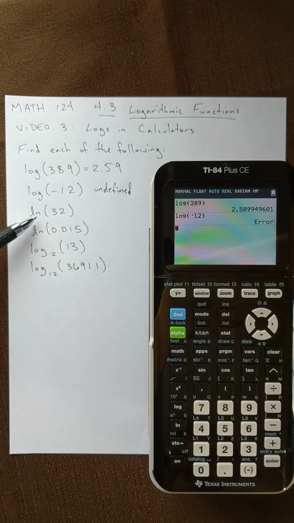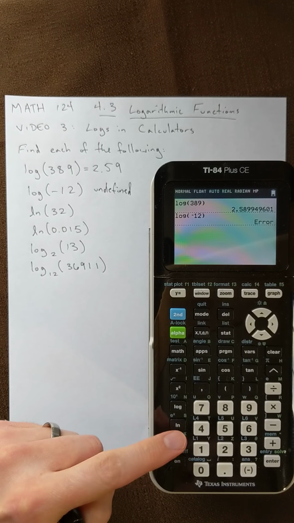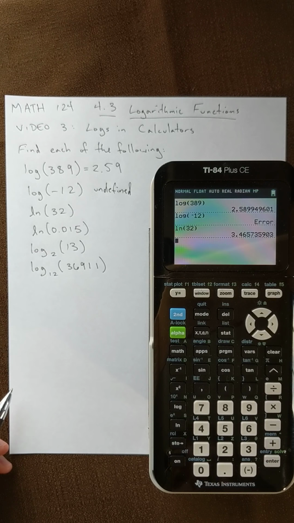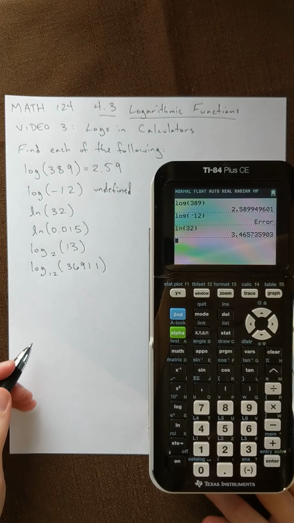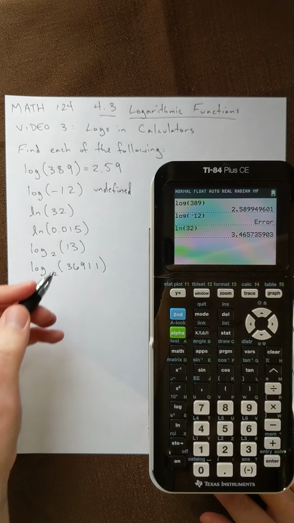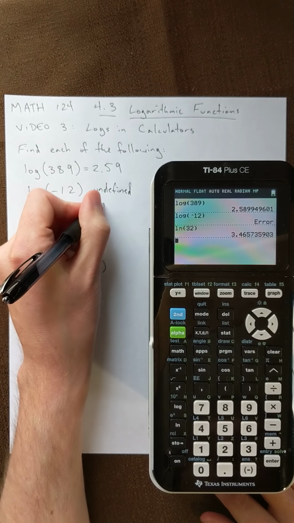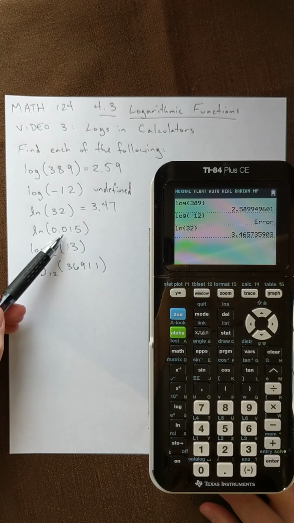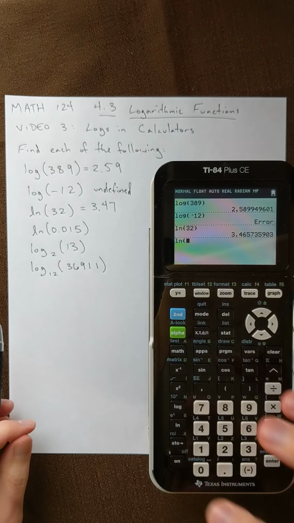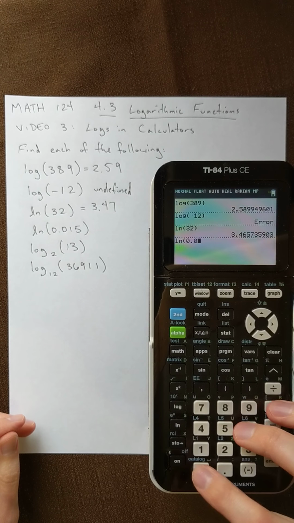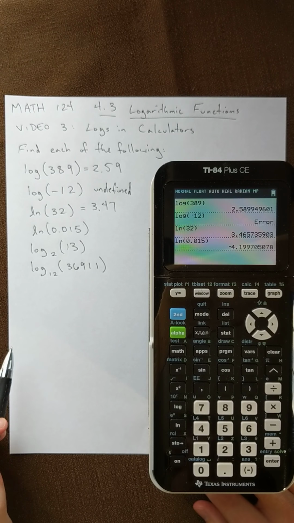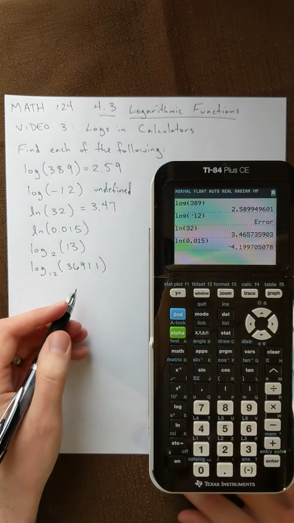Okay, natural log of 32, ln 32. So I look for the ln button, I hit that one instead, and I type 32. It gives me 3.465, which I'll round to 3.47. Natural log of 0.015, just ln button, 0.015, close parentheses. I get a negative answer this time, negative 4.2-ish.